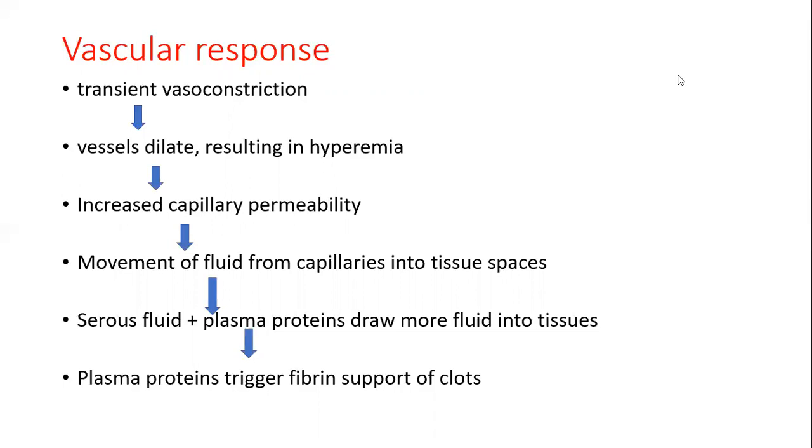Then there's movement of fluid from the capillaries into the tissue spaces. This serous fluid plus plasma proteins draw more fluid into the tissues, and the plasma proteins trigger fibrin to support the clot. So you can see how all these systems play together. So in general, the chemical mediators of the vascular response cause increased capillary permeability, and they facilitate movement from the capillaries into the tissues.